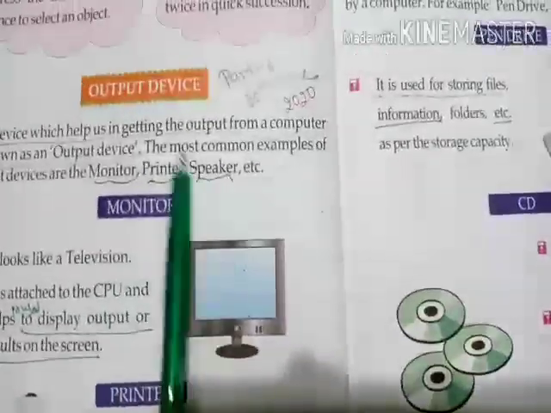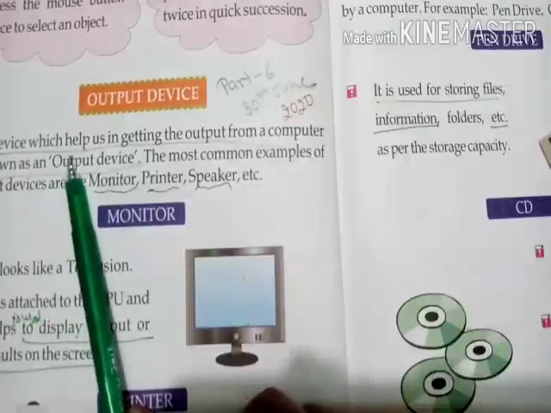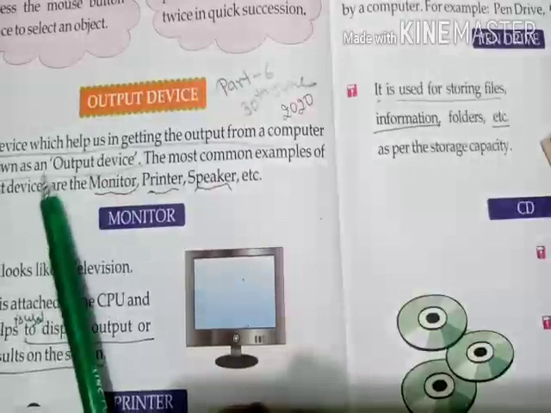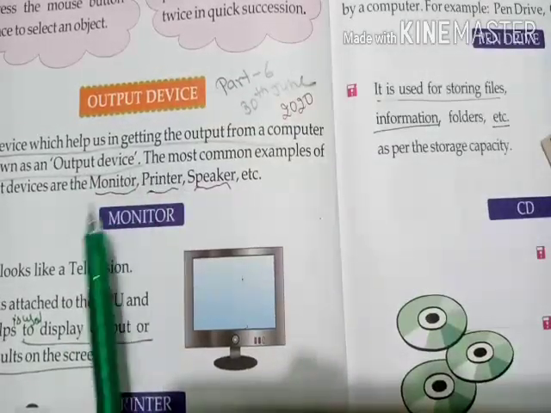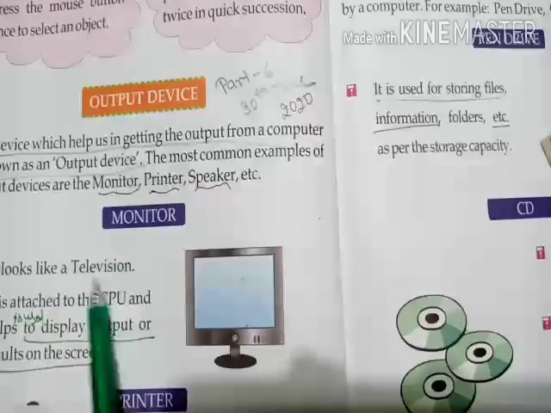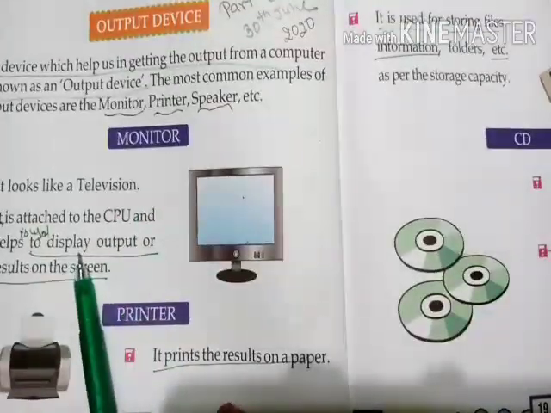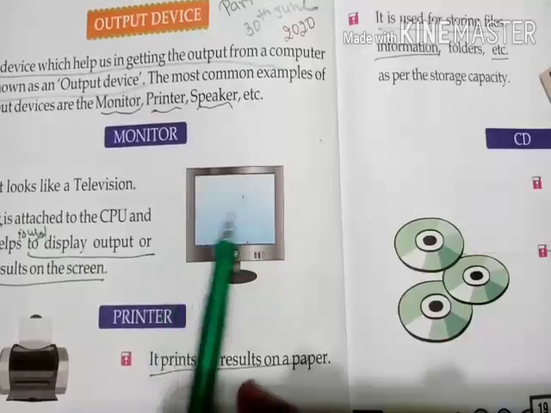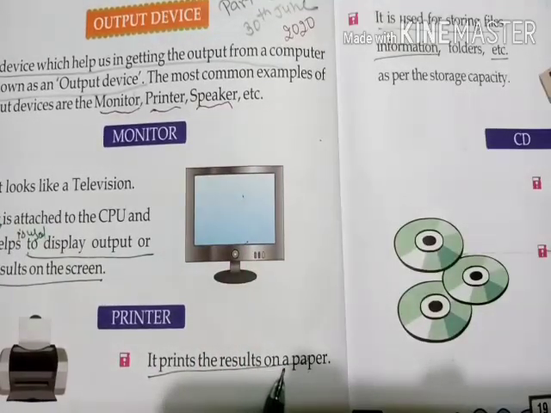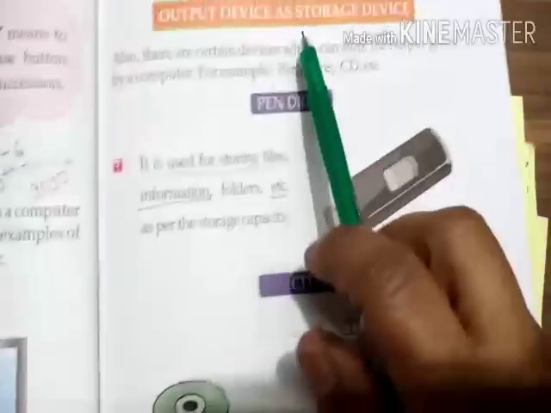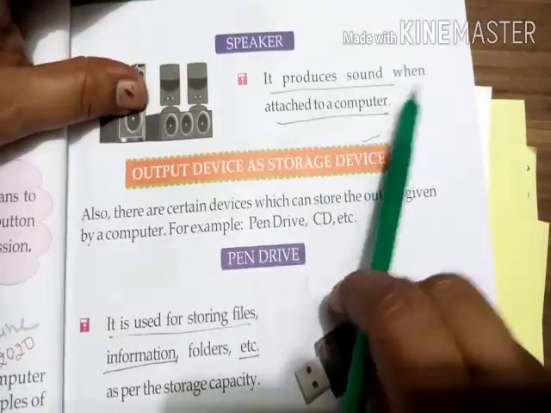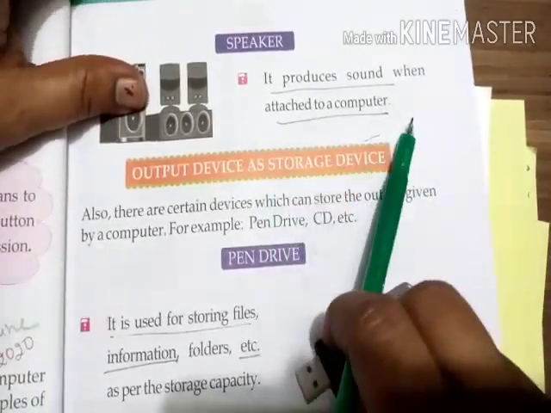The next topic is output device. The device which helps us in getting the output or the result on a computer is known as an output device. For example, monitor, printer, speaker, etc. Monitor is used to display the result or output on the screen. Printer prints the result on a paper. The next one is speaker. Speaker produces sound when attached to a computer.